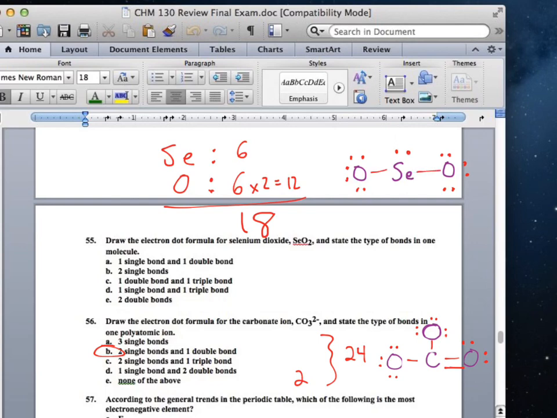Check to verify octets. Does my oxygen have an octet? Yes, both of them do. Does the selenium? No. What do I have to do? Fix it by moving a pair of electrons in. I now have my correct Lewis structure, which means my answer is 1 single, 1 double. This is why you count your electrons. Try to avoid skipping steps. You've got lots of time, so you don't need to worry about skipping steps. Questions on any of those?